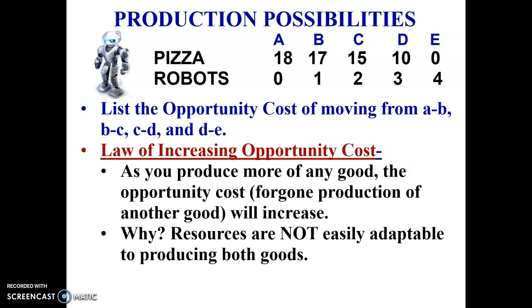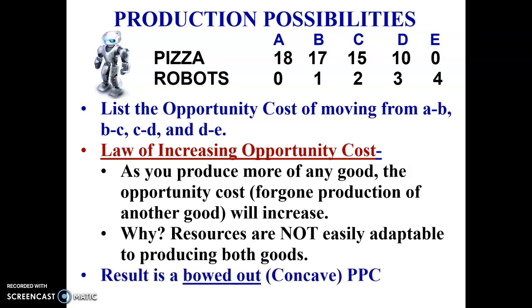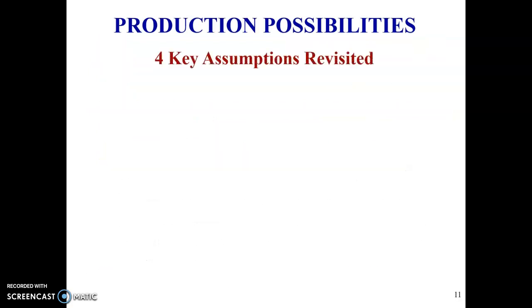And why is this law of increasing opportunity costs happening? Because resources are not easily adaptable to producing both goods, okay? And we get this concave PPC.